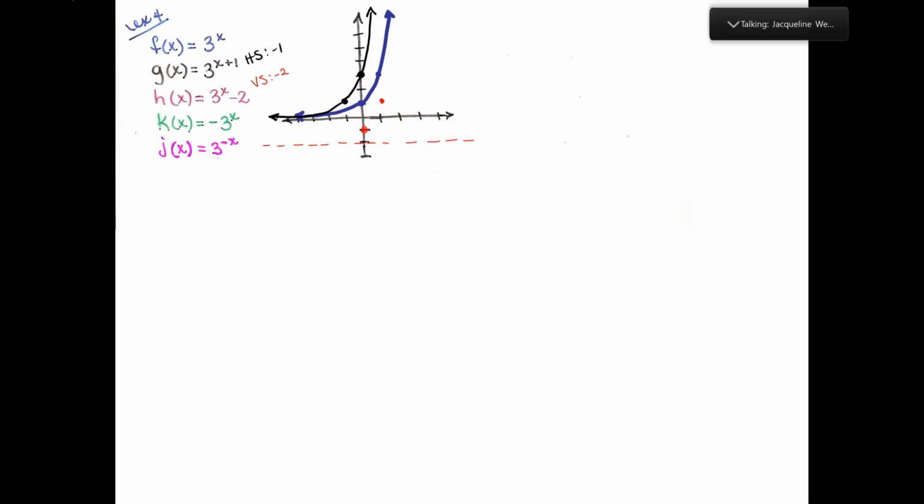So again, we're just using the exact same 3 points that we used to graph the original, or the exact same 3 things. The 2 landmarks, the asymptote and the intercept, and then that 1 additional point. All right, look at the green one. For the green one, we have a negative out in front. What's a negative out in front of the whole function cause?